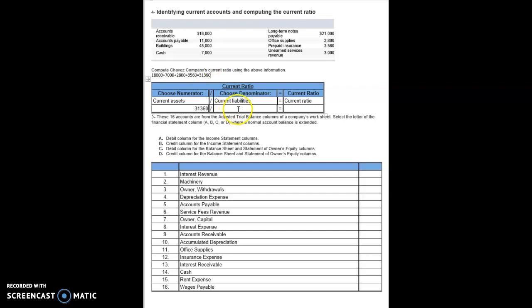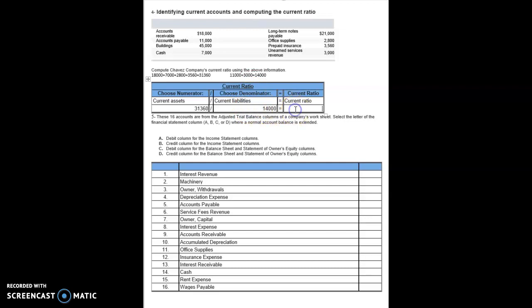All right, and then we have to identify what are the current liabilities. Current liabilities, we have accounts payable, that is $11,000. Let's see what else we have. This is long-term notes payable, so that's not included. We've accounted for those. We have unearned service revenue. That's a liability, so we're going to add that in of $3,000. And we're going to get a total of $14,000. So we put our $14,000 here.